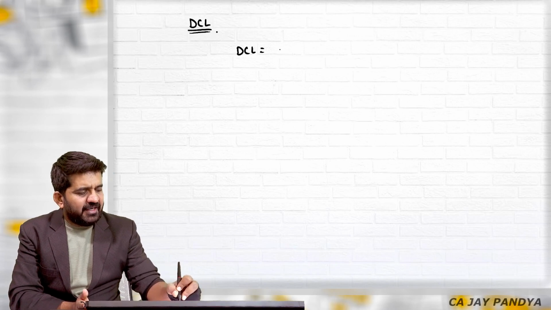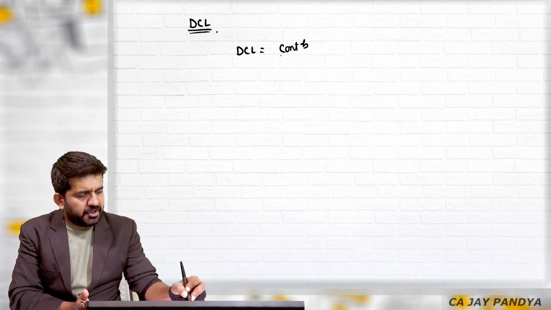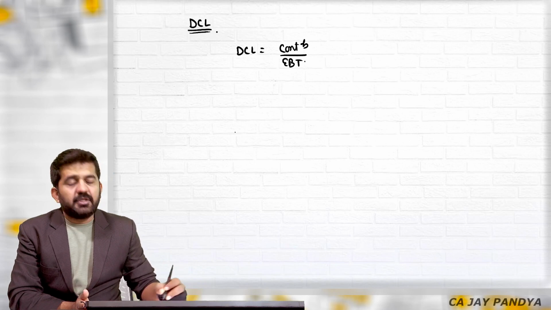Third concept that we have learned is the degree of combined leverage. Degree of combined leverage measures operating risk as well as financial risk. What is the formula for finding out degree of combined leverage? It starts with contribution, it ends with EBT.